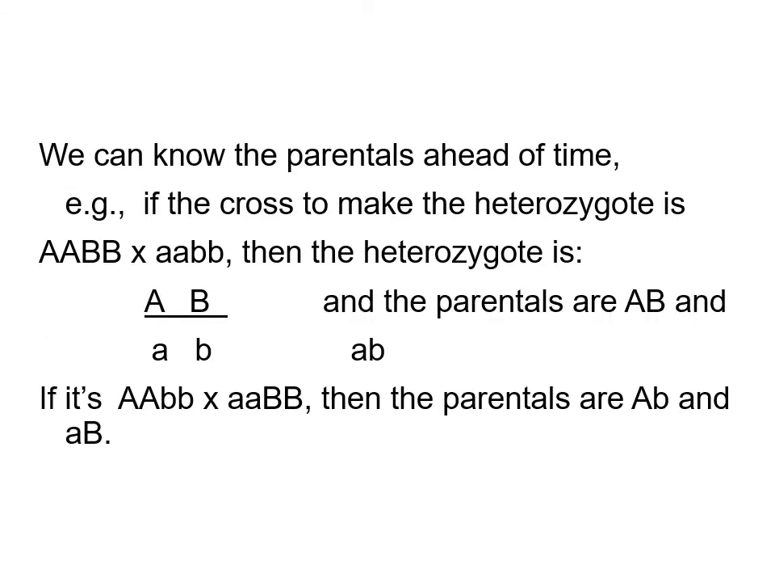Okay, in some cases we know what the parentals are ahead of time. If we make a cross that we know is big A, big B times little a, little b, then you know what the heterozygote configuration is. The parentals are big A, big B, and little a, little b. And if we did it the other way around with big A, little b times little a, big B, then the parentals are big A, little b, and little a, big B. Sometimes we don't know this, but we can usually guess it from what the progeny ratios look like.